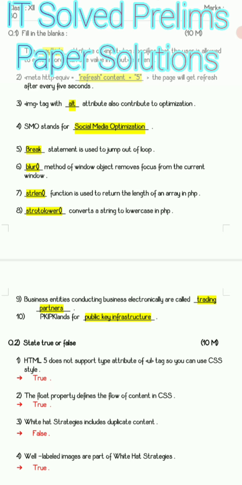Next, business entities conducting business electronically are called trading partners. And the last filling the blanks is PKI. What is the full form of it? PKI stands for public key infrastructure.